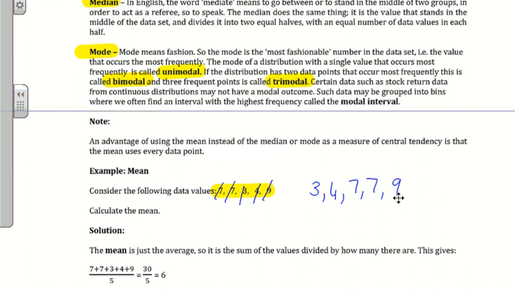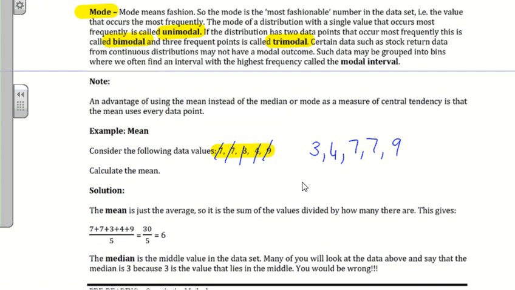When I want to calculate the mean or the average, look what I do down here, guys. My numerator, I sum all the numbers together to total 30. And I divide that by the denominator. How many values are there? There's 5. And I get to a mean or an average of 6.